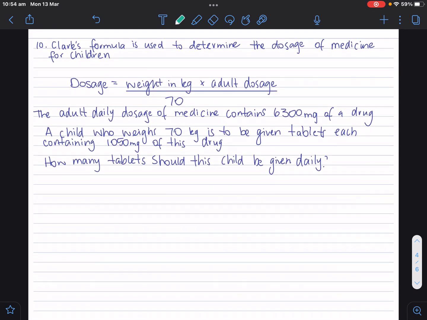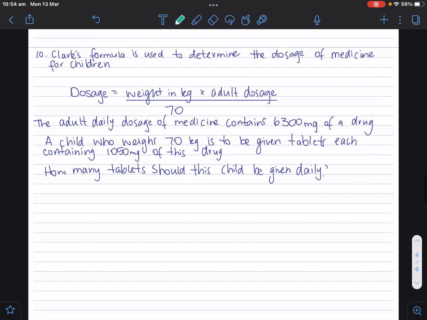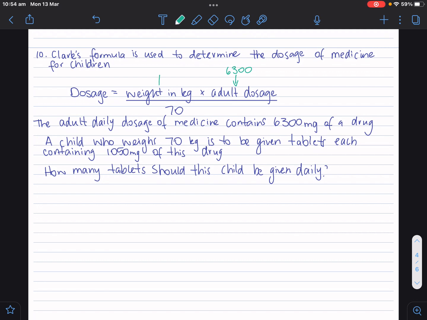Question 10. Clark's formula is used to determine the dosage of medicine for children. The formula is the dosage equals the weight in kilograms times the adult dose all over 70. Now this question says the adult daily dosage of medicine contains 6300 milligrams. So I'm going to write that there. A child who weighs 70 kilograms is to be given tablets each containing 1050 milligrams of this drug. How many tablets should this child be given?